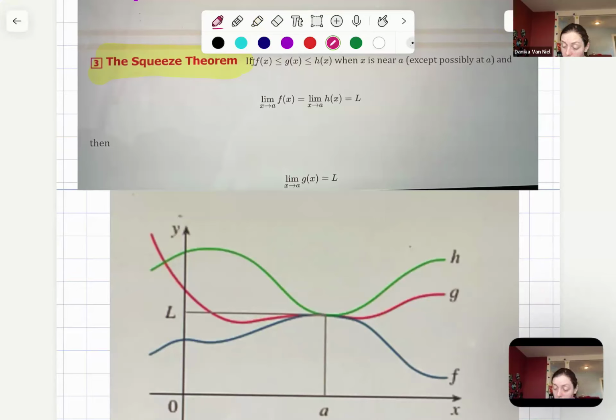I know that the limit of H, if I do my left and right limit, I get it to be L. If I do the limit of F, left and right, I get it to be L. And pictorially, this feels like I can just trace it with G. But usually the problem is we don't have a picture.